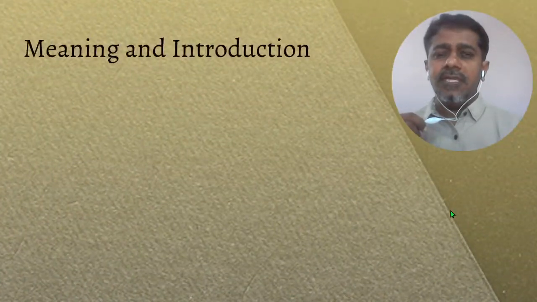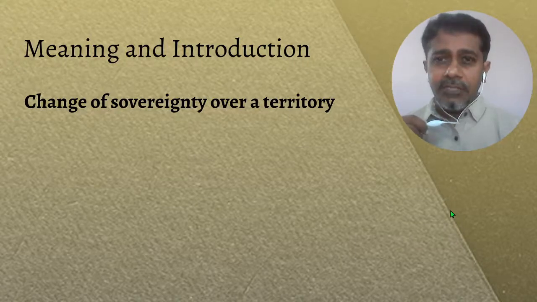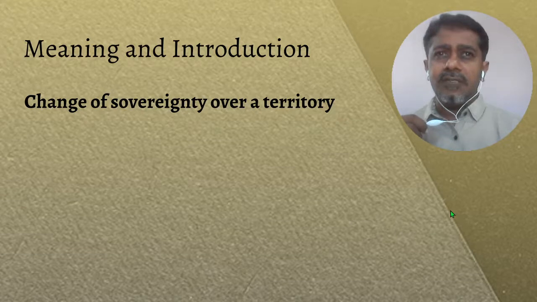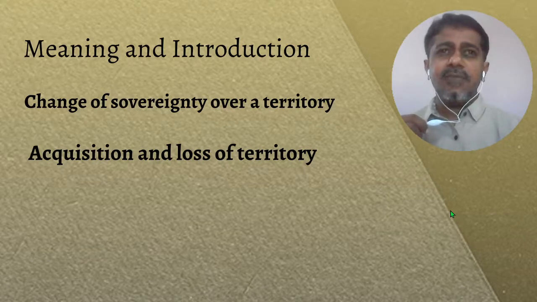So, meaning and introduction. State succession is a process or an act which involves change of sovereignty over a territory. We have been discussing the concept of state sovereignty. We have been discussing territorial jurisdiction. Whenever in a given territory there is a change in the sovereignty over the territory, then we say that there is succession of state, and it involves acquisition and loss of territory. That is the most important aspect of this concept of state succession, that is, acquisition and loss of territory.